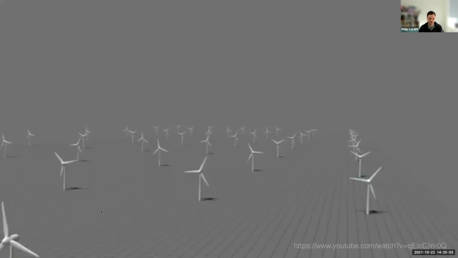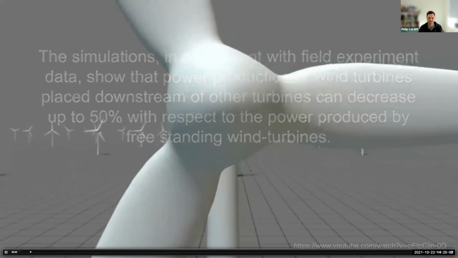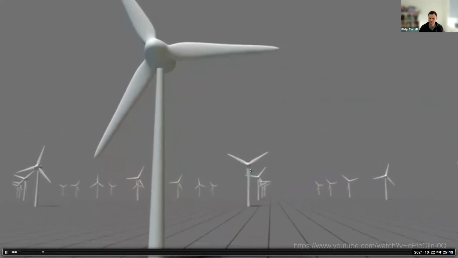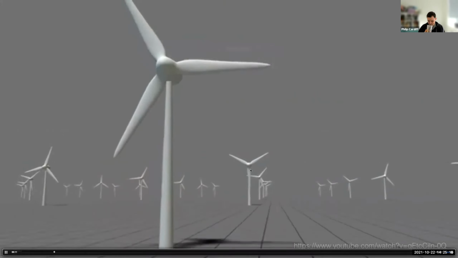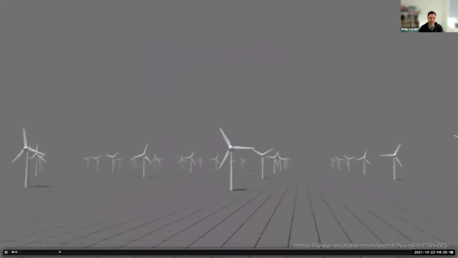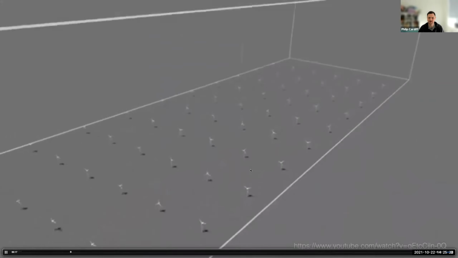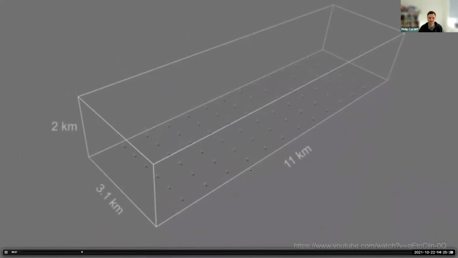So here's a short video. I always try to give the links on the slides to the videos. In this case, they were looking at a wind turbine farm, essentially monitoring the efficiency of the different wind turbines and how they all interact with each other. So this is an LES simulation. This was also a pretty expensive simulation.